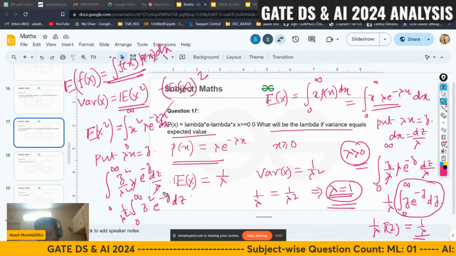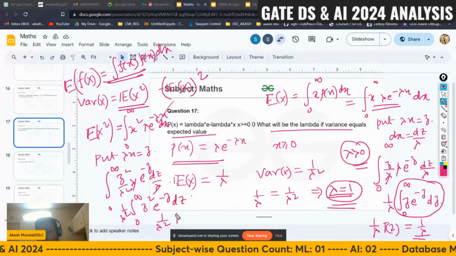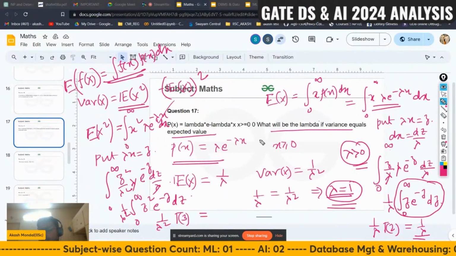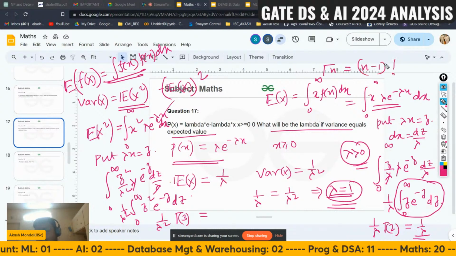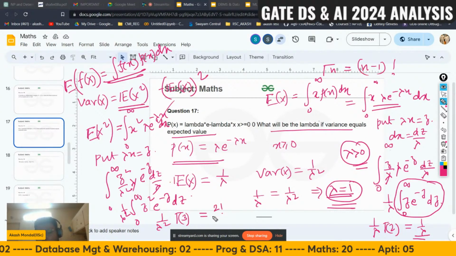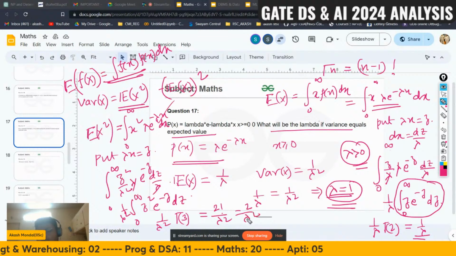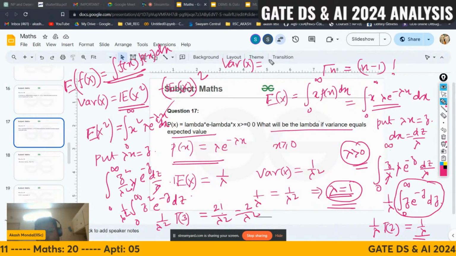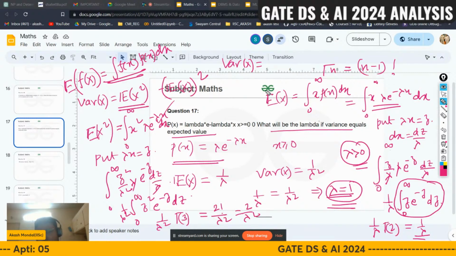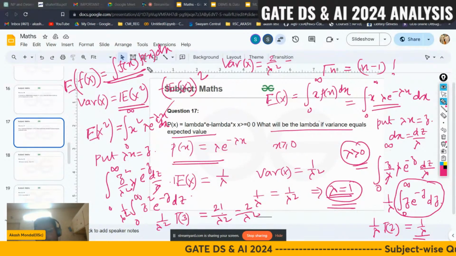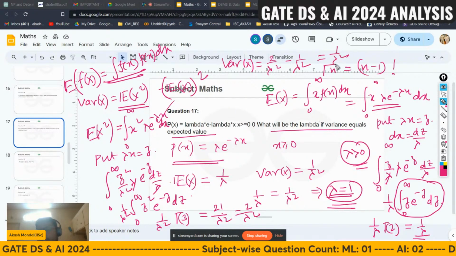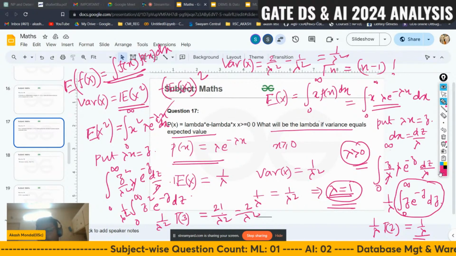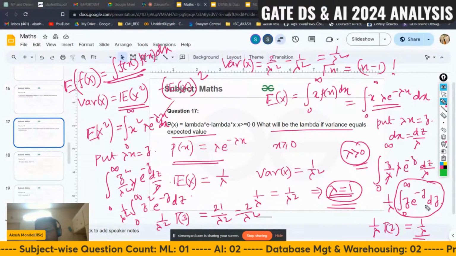Again, this is a gamma integral, which is 1 upon lambda square gamma 3. So gamma 3 is nothing but, the general formula for gamma n is n minus 1 factorial when n is a positive integer. So this is 2 factorial by lambda square, which is 2 by lambda square. Now variance of x is nothing but expected value of x square, which is 2 by lambda square, minus expectation of x whole square, which is 1 by lambda square. So this is nothing but 1 by lambda square. So the variance is 1 by lambda square, and the mean is essentially again 1 by lambda, right?